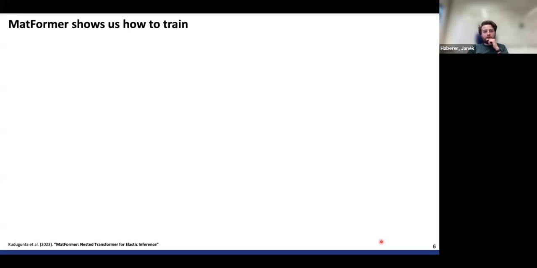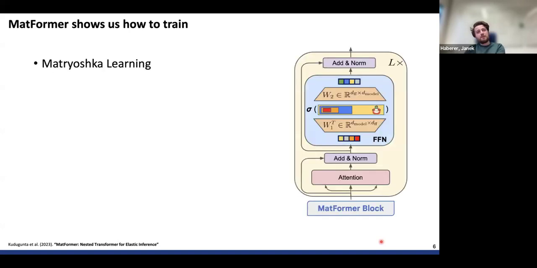Now we need to figure out how to train this. Here there's an interesting paper called MatFormer. It's not the only one, but it's one paper that also tries to solve a similar problem. What they use is something called Matryoshka learning. You can see it here on the right, in the MLP block.